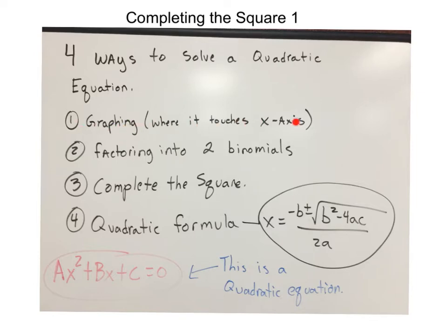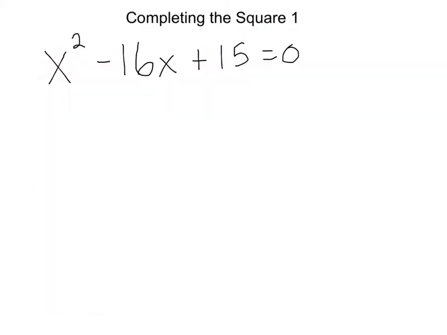You can do it by graphing. You can do it by factoring. And the third way is complete the square. Now, all 4 of these ways will get you the same answer. But let's learn complete the square in this video. So here's our problem: x squared minus 16x plus 15 equals 0.